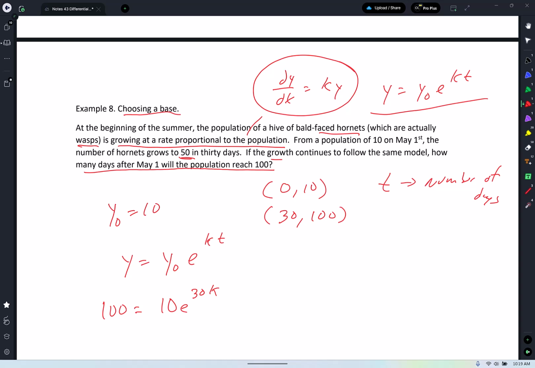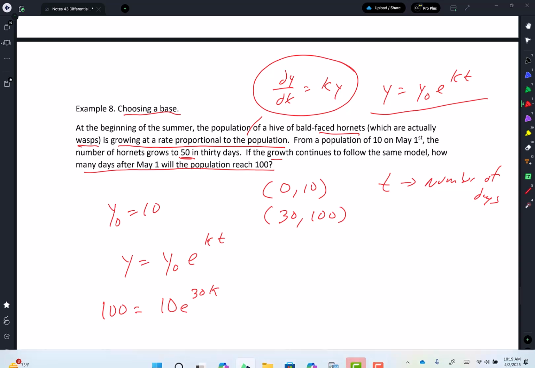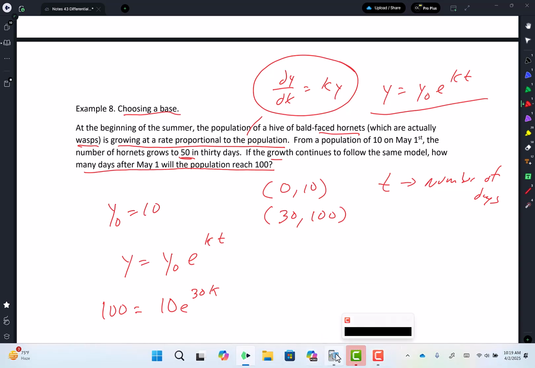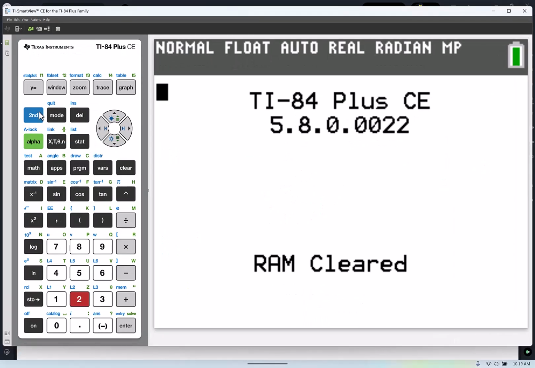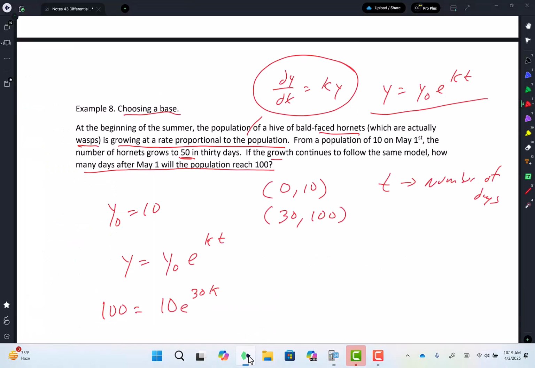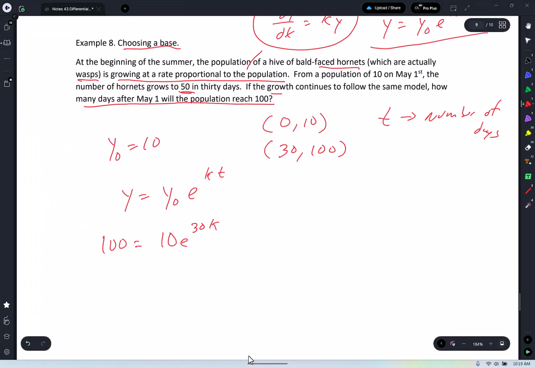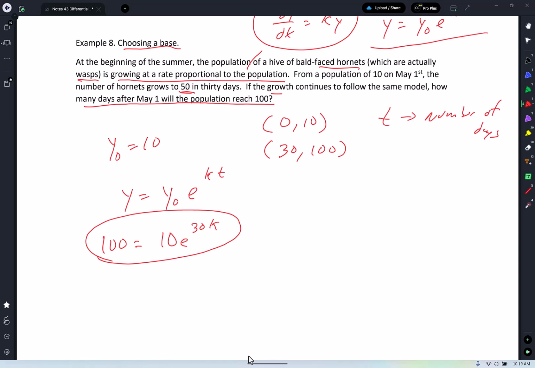And you're going to need a calculator. Does everyone have a calculator? Let me get a calculator. I'll wait for you guys. Okay. Is everyone okay with this statement? Did I confuse anyone with that one right there? The 100 came after how many days? 30. So what am I doing right now? I'm solving for k.